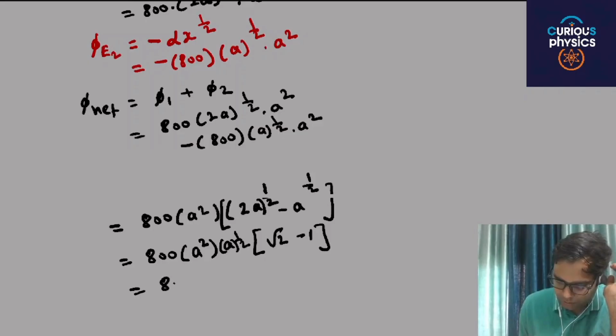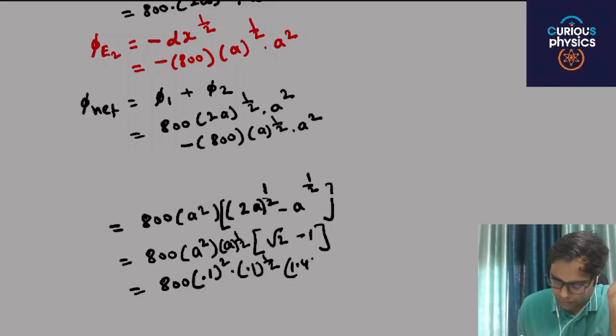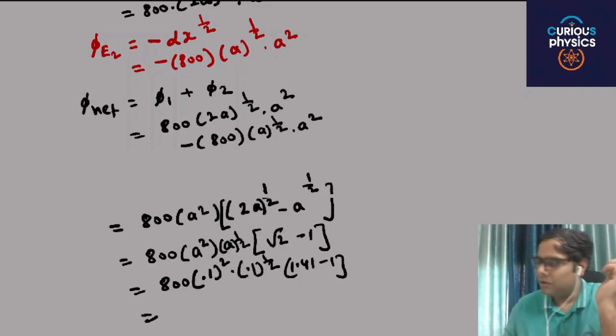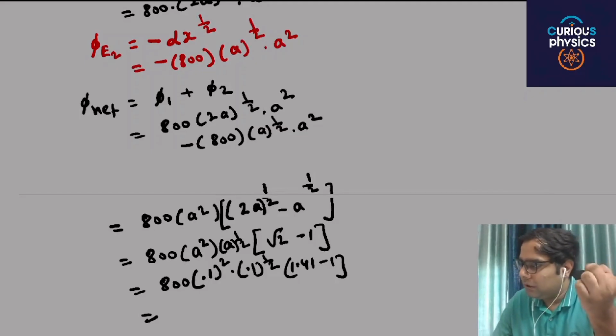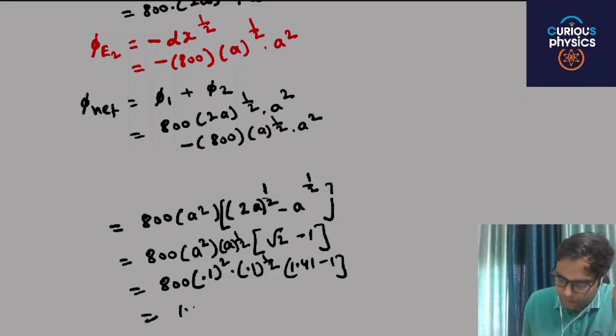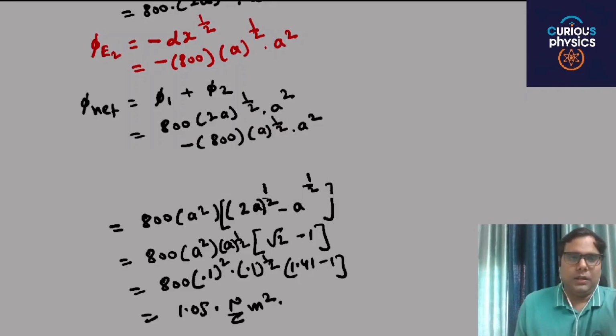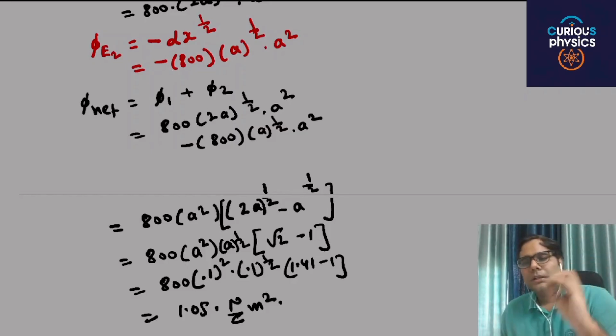and just put the value of A as 0.1. So 800 into 0.1 whole square, 0.1 raised to power 1 by 2 into root 2 minus 1, which is 1.41 minus 1, and you will get your answer. According to the book, the answer will be 1.05. The unit of flux is Newton per Coulomb meter square. This is the phi net from this particular cube.